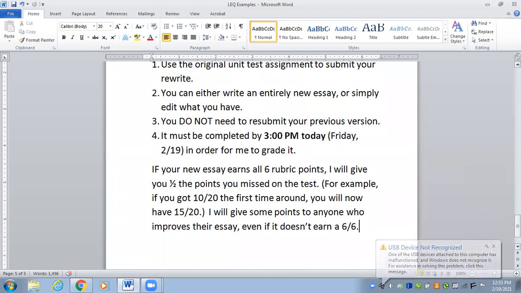Now, how will you earn points? Well, if your new essay earns all 6 rubric points, I will give you back half the points you missed on the test. And I've given you the example here. If you got a 10 out of 20 on the test, you missed 10 points, I'll give you 5 of those back. If you missed 4 points and you still want to redo this, I'll give you 2 of them back.